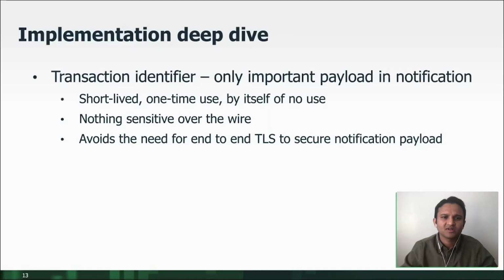What goes into the payload for notification? It's only the transaction identifier. It's short-lived, one-time use, and by itself of no use. You cannot just present it to any resource at eBay. Hence, nothing sensitive is going over the wire, and we can avoid the need to set up an end-to-end TLS secure channel to secure the notification payload.